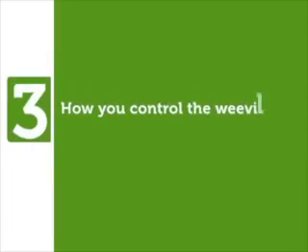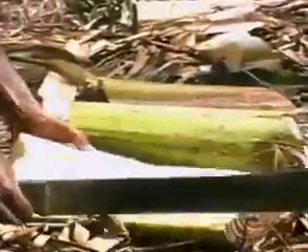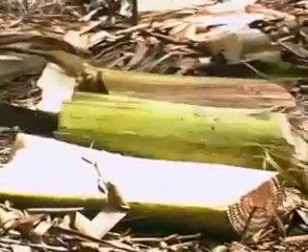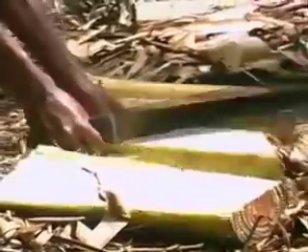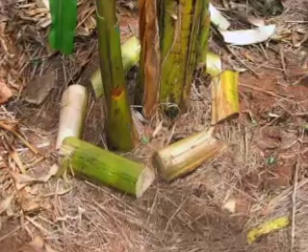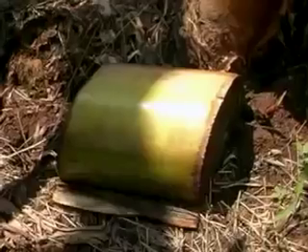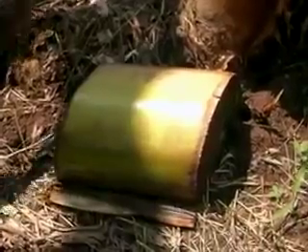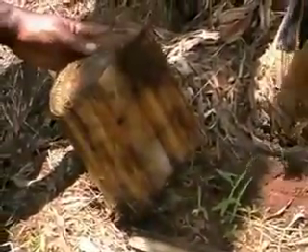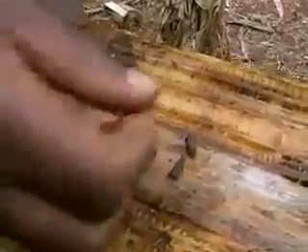How do you control the weevil? Weevil trapping. Control of the weevil population can be done by splitting pseudostems from the harvested plants. These pseudostem pieces, of about 25 centimeters in length, are cut and laid flat at the base of the plant. They function as a trap and attract weevils, which will hide underneath them. The weevils can then be collected after 2 to 3 days.